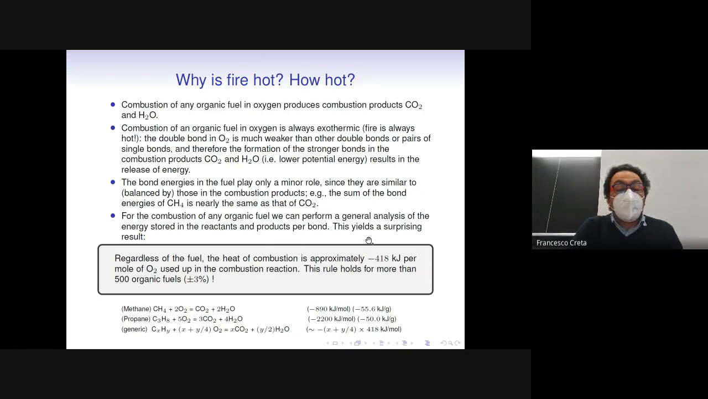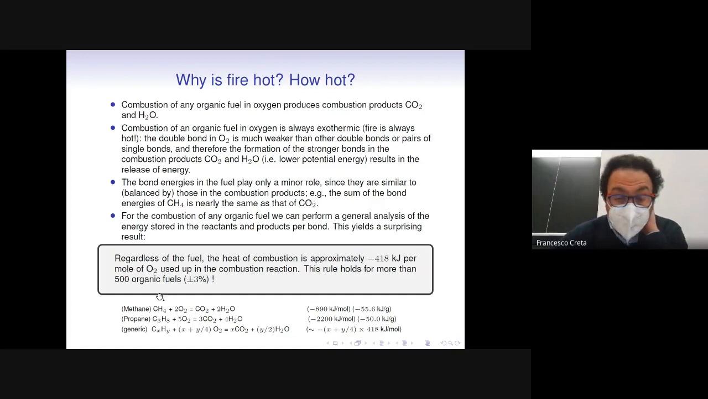So we can perform a general analysis of the energy stored in the reactants and products, which yields this result. No matter what the fuel is, so I don't care what the fuel is, the heat of combustion that is released is ultimately always around, with an error of plus or minus 3%, 418 kilojoules per mole of O2 used up in the combustion reaction. It's a very strong kind of rule.